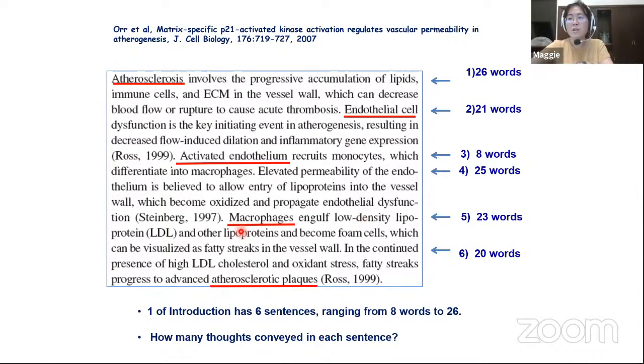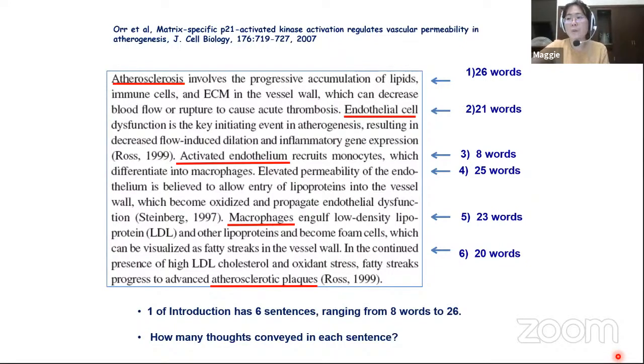And next, they talk about why this happens. That's because the macrophage can engulf LDL and other lipoproteins and become foam cells, causing the plaque inside the vessel. So as you can see, the sentences range from 8 words to 26 words, not very long. Each sentence is logically tightly related to the others.